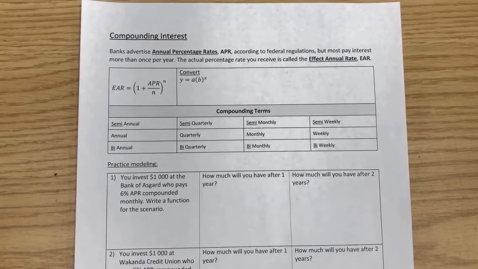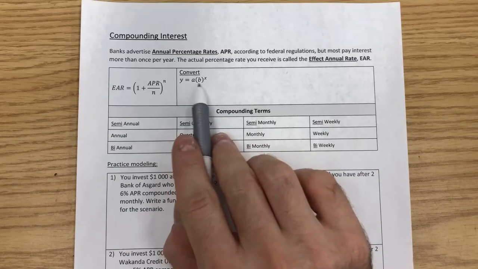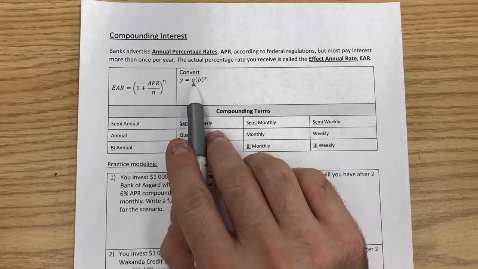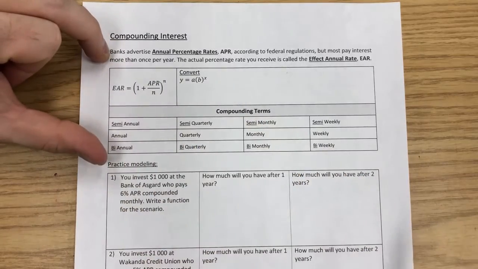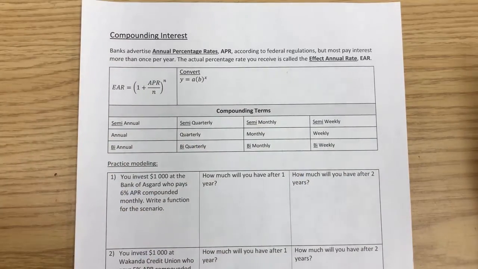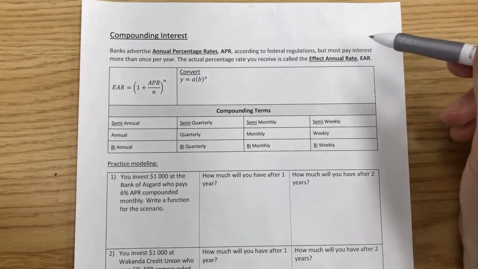Okay, so today we're going to be going over compounding interest. This is an extension of a form that we've seen, which is an exponential graph. Now, the reason why we're going to cover this is banks typically tend to advertise annual percentage rates. This is what we call an APR, according to federal regulations. But most pay interest more than once a year.